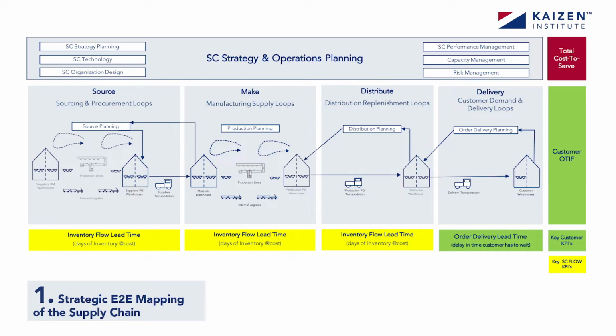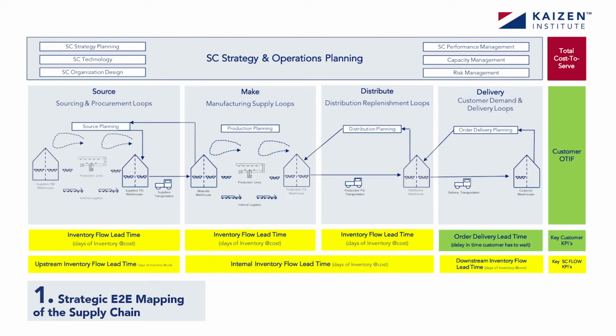And this will have also a big impact on the total cost to serve, because here in strategy and operations planning, you take care of strategy planning, technology, organization design, performance management, capacity management, and risk management. Special emphasis on capacity management, we will check later. So you have several types of inventory, upstream, internal, and downstream, and you have to understand all these movements. Basically, how we do it.